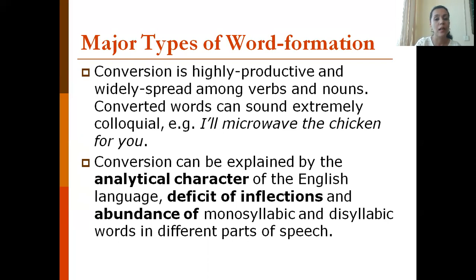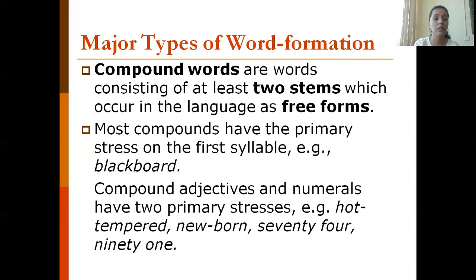Conversion is highly productive and widely spread among verbs and nouns. Converted verbs can sound extremely colloquial. For example, I will microwave the chicken for you. Conversion can be explained by the analytical character of the English language, deficit of inflections, and abundance of monosyllabic and disyllabic words in different parts of speech.